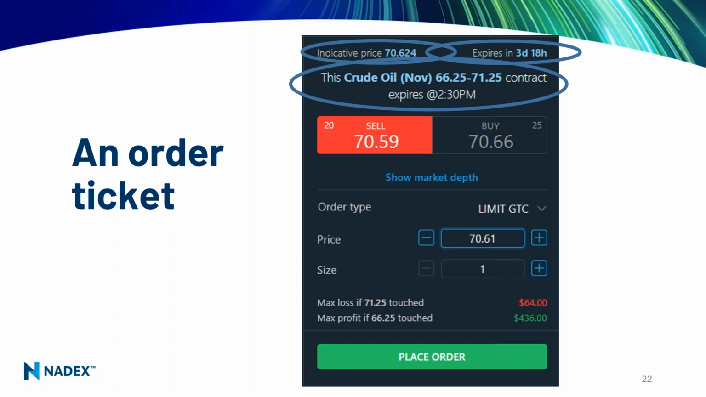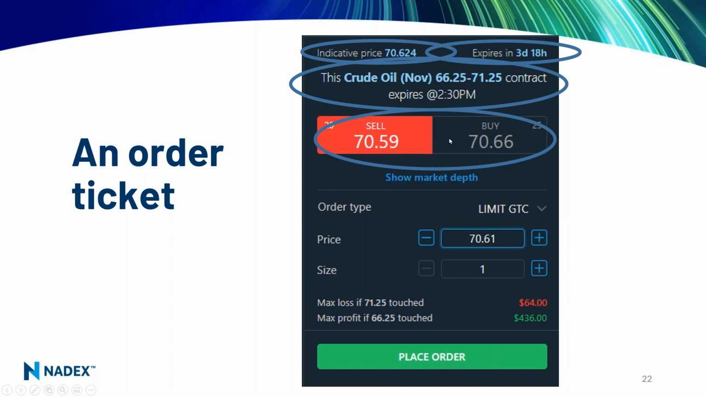There's going to be a range. It's going to give you the floor. It's going to give you the ceiling. It's going to tell you it expires at 2:30 at the end of the week. So there was still almost 4 days left in this contract. But it is a Delta One product. You are trading the price. You can see that oil was trading at the time at $70.62.